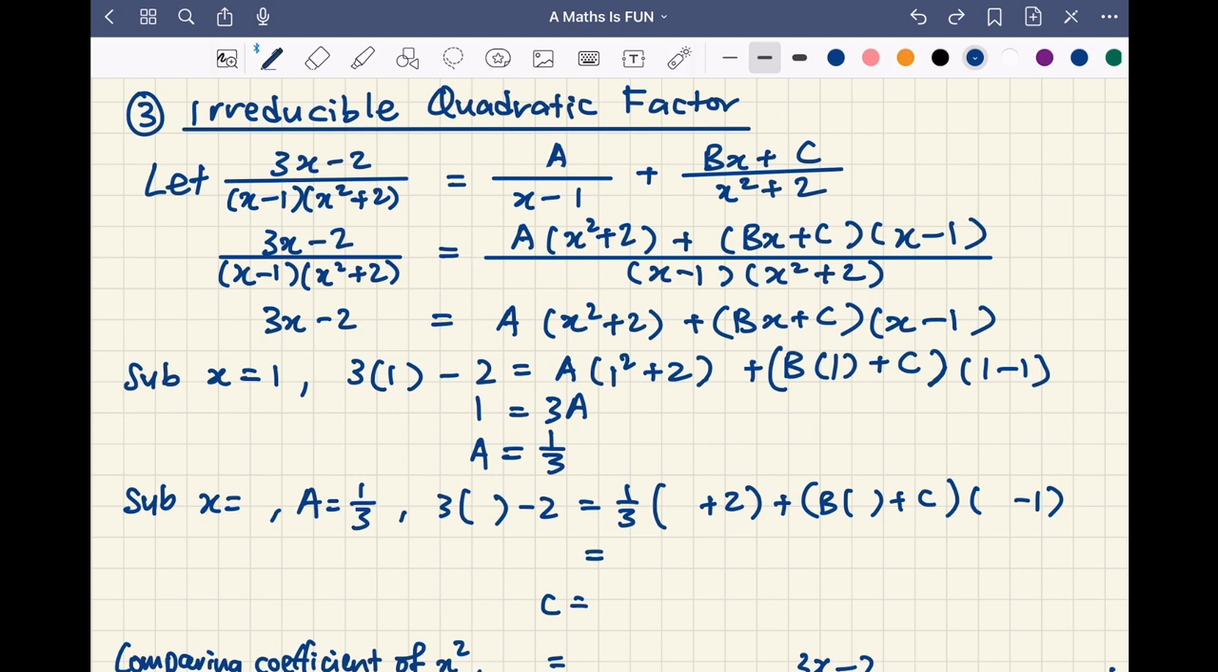And we now want to make either b or c disappear. So the easy one to make disappear is this b, because if we substitute in x equals 0, then b times 0 will make b disappear, leaving us with only c. All right, so the second thing we do is to substitute in x equals 0.